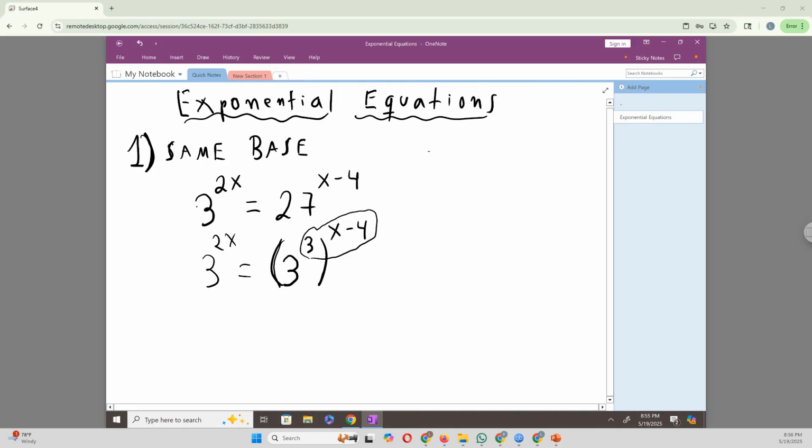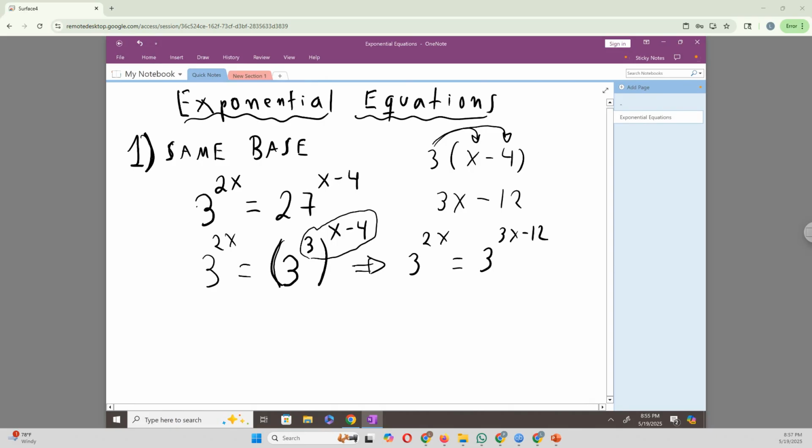Okay, 3 times x minus 4. 3 times x is 3x. 3 times negative 4 is negative 12. So this equation will look like this: 3 to the 2x, which is the left side, equals 3 to the 3x minus 12.